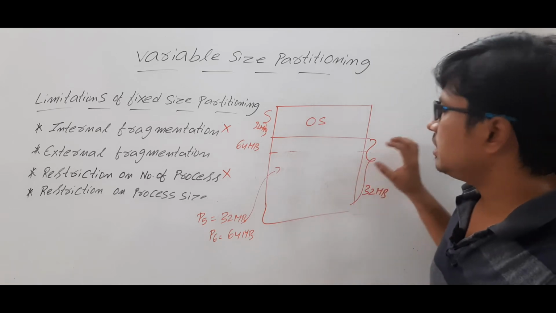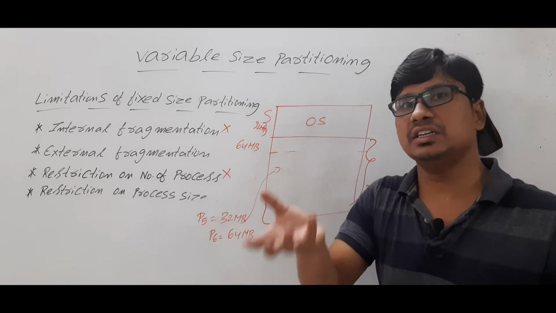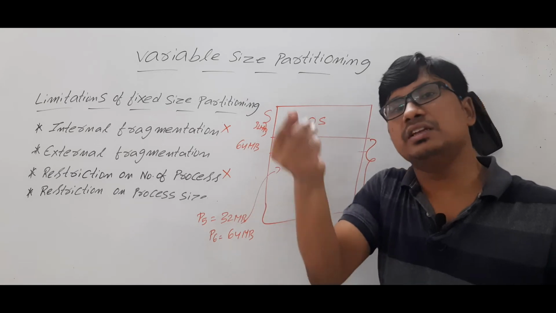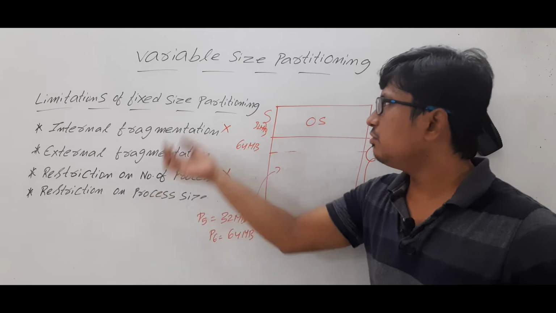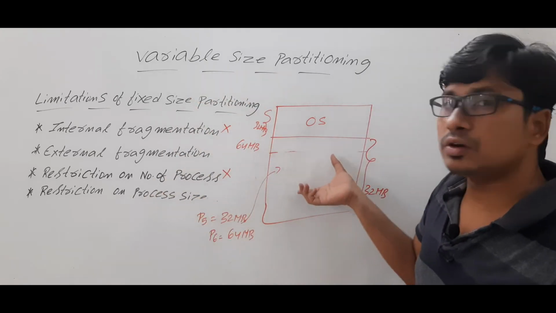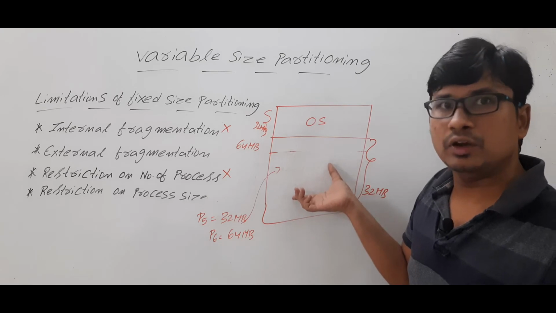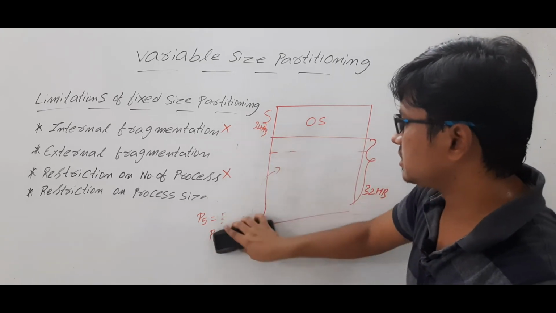How can I say this? If it is fixed size partitioning, where the size of each partition is fixed, then there is a restriction on the process size. However, in variable size partitioning also that limitation is there. That limitation depends on the size of the main memory, not on the size of the partition. Is it clear? I hope you are understanding it.